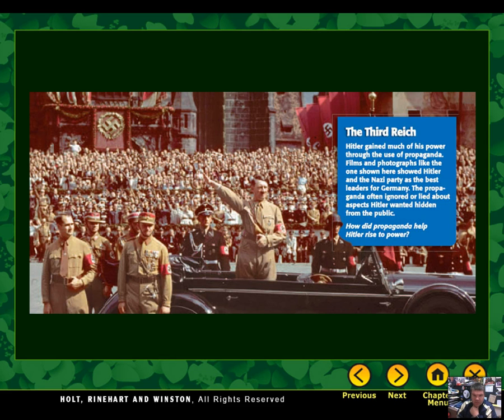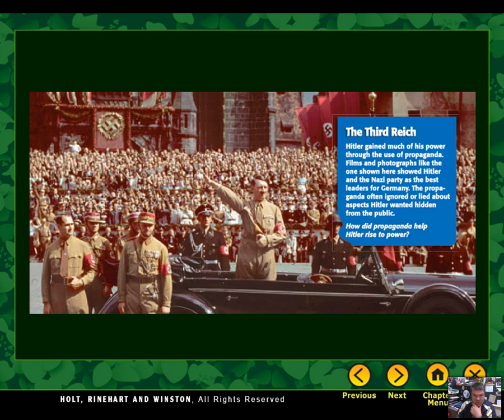Many of the German people that were not Jewish were happy about what Hitler was doing for their country. He created a sense of pride. He gave jobs to people. He helped the economy. And that made people trust in what he was doing.